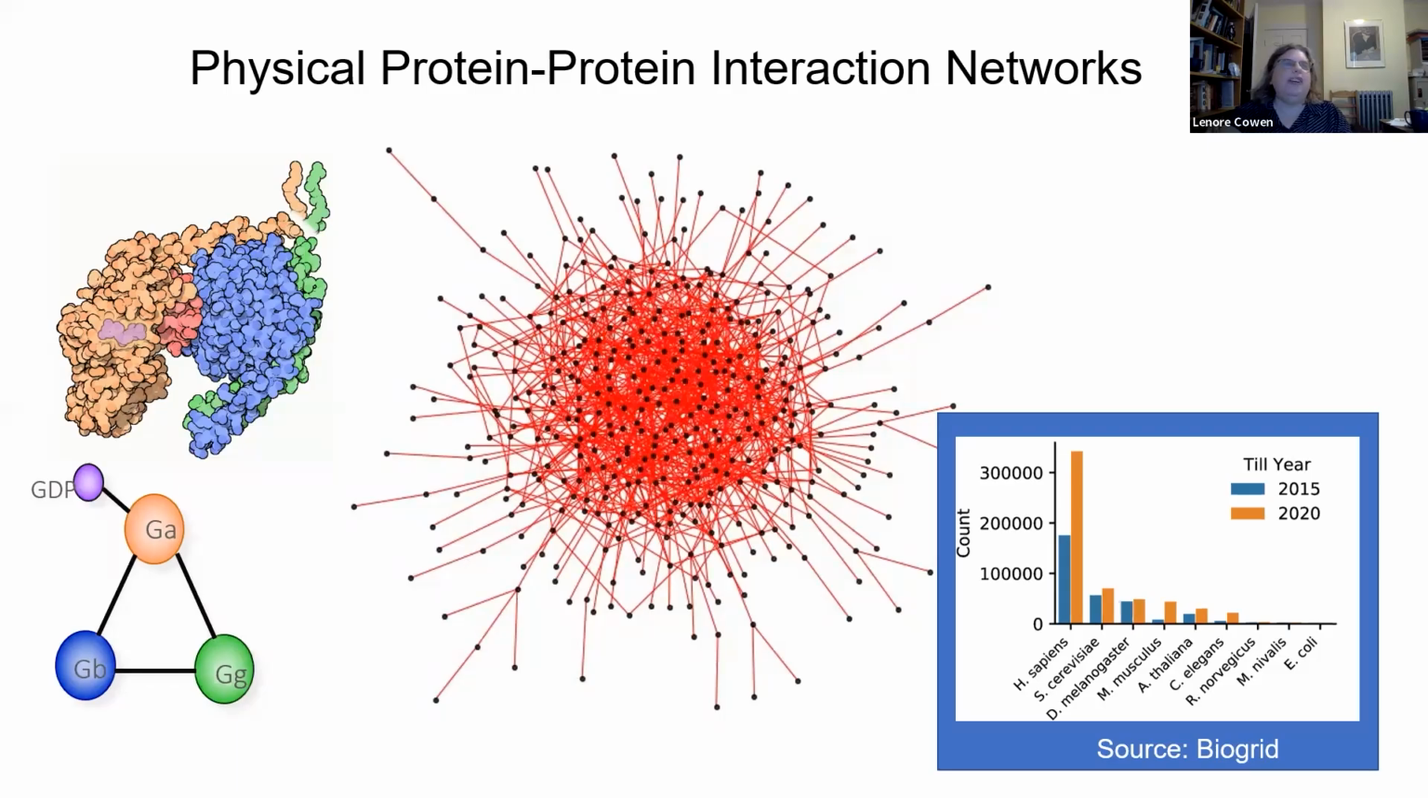And if you'll notice, this is what you would get from a yeast two-hybrid type experiment. If I was doing a co-IP experiment, then it actually witnesses co-complex membership. So I would also get edges between the purple and the blue and the purple and the green.